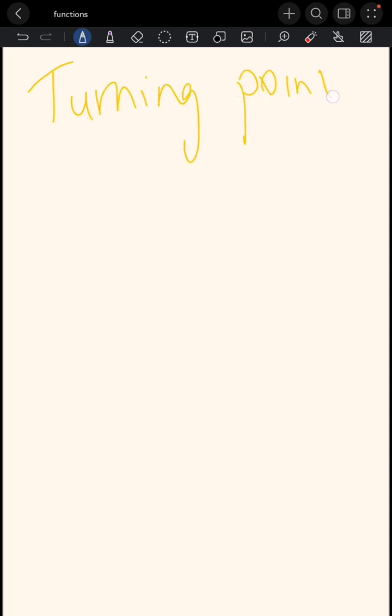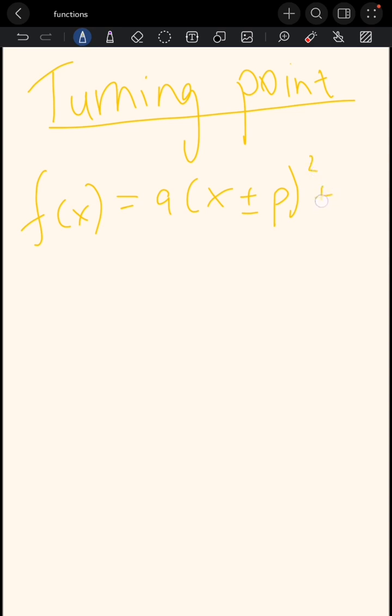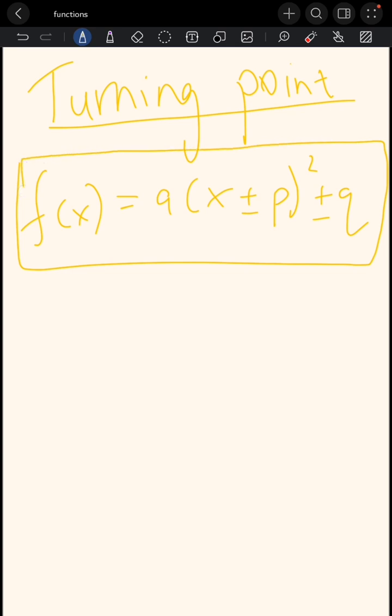So back to our turning point equation, which is written in the form f of x. Remember, f of x is just a notation. You can have h of x, g of x, m of x, whatever letter you want. And then a(x plus or minus p) squared plus or minus q. So this is a generic equation of a function that is shifted off the origin, or it's still at the origin, because if you replace p and q with zero, the graph will be at the origin. Okay, so don't be confused.